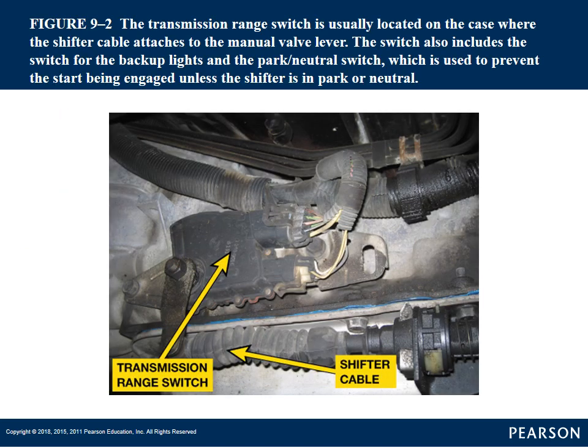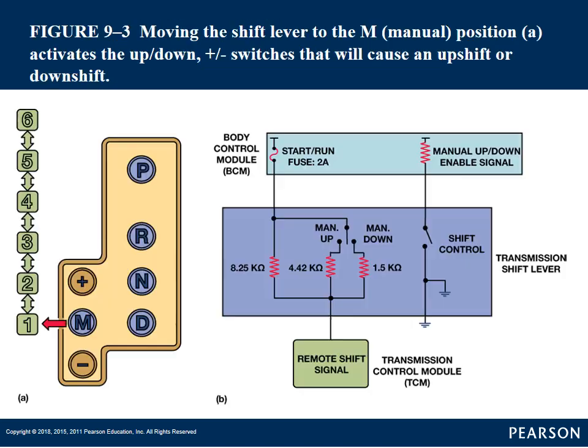This picture is of a pretty common range sensor. This one's, I believe, on a 4L60E. That's a 4-speed GM transmission, but these are used in different shapes and configurations on basically every electronic transmission out there. The control module needs to know what gear is selected on the transmission.